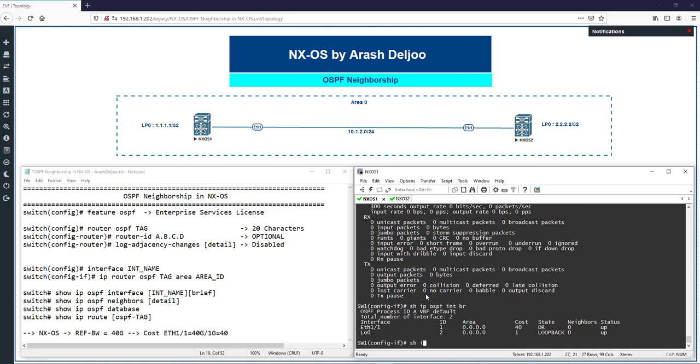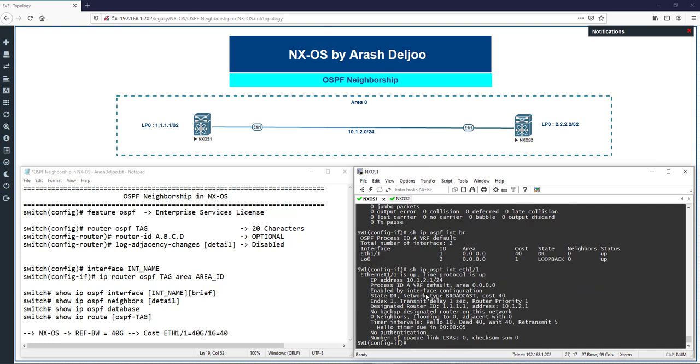If you also want, you can use show IP OSPF interface, for example ETH11, for seeing the details about this interface. ETH11 now is in up status. Line protocol is up. The IP address is 10.1.21/24. Process ID A means I enabled OSPF with process A on this interface in the VRF default. The area is quad 0 or 0. Enabled by interface configuration. You know that I enabled IP router OSPF tag area ID on this interface.